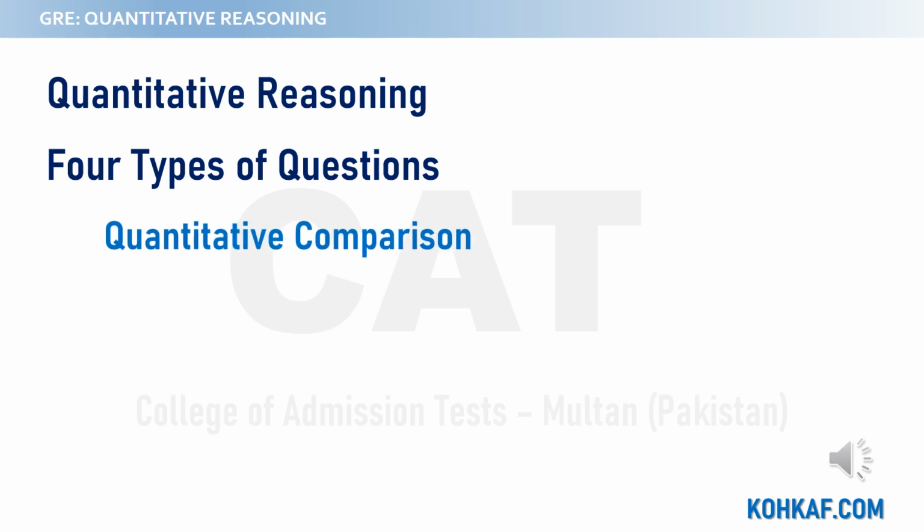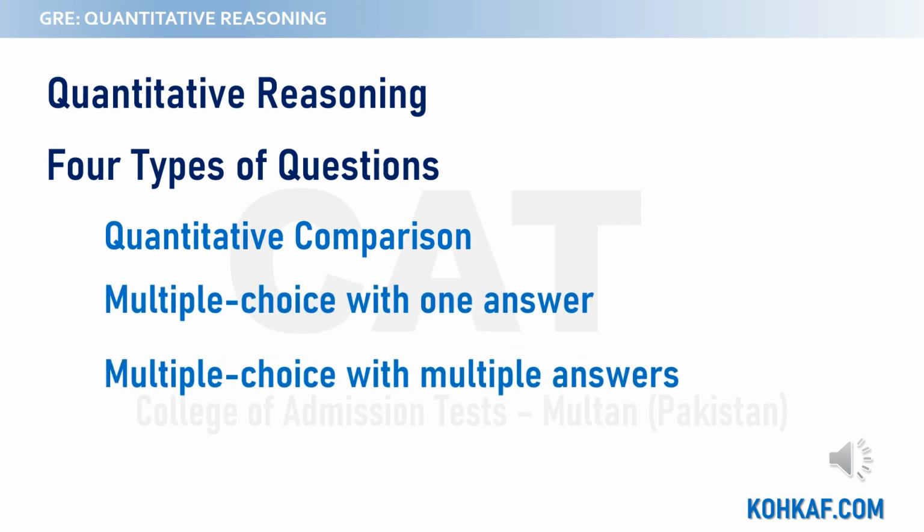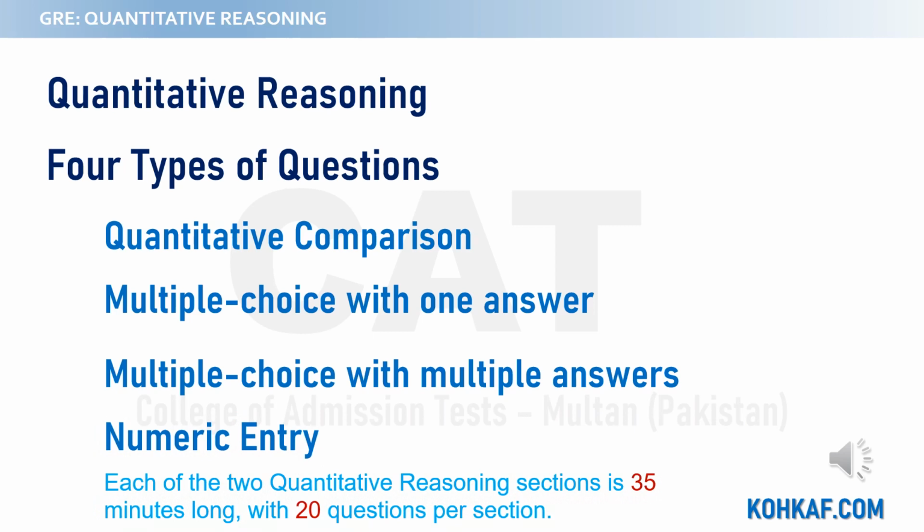Quantitative comparison questions are where you get 2 quantities, and have to state which is bigger. Multiple choice with 1 answer and numeric entry questions, where you input your own answer instead of choosing from a list. Each of the 2 quantitative reasoning sections is 35 minutes long, with 20 questions per section.